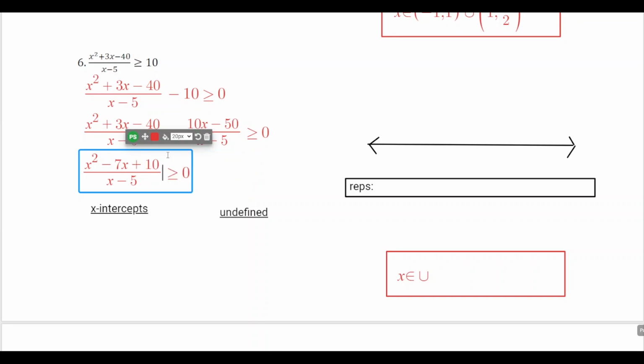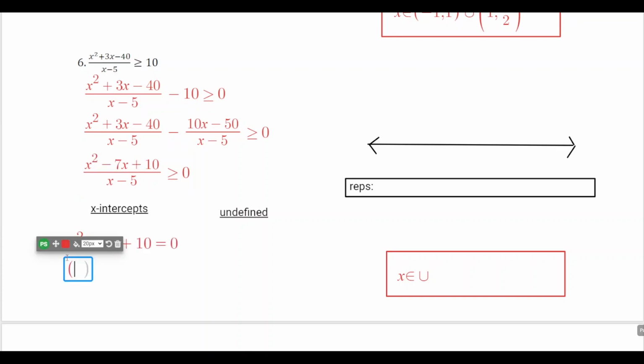All right, so there we go. Now we can find the x-intercepts, the places where the function's undefined, and so forth. To find the x-intercepts, I need to set the numerator equal to 0. So this x squared minus 7x plus 10 is going to be factorable, and what we get here is x minus 5 and x minus 2.